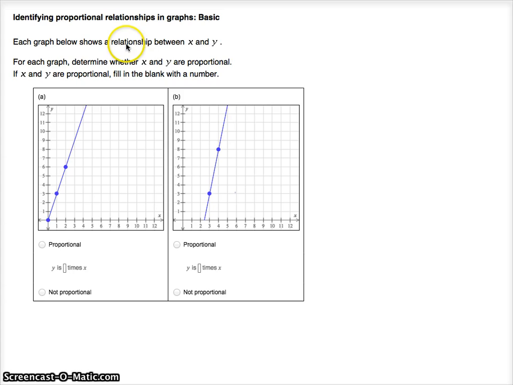Each graph below is given a relationship between x and y. For each graph, determine whether x and y are proportional. If x and y are proportional, fill in the blank with a number.